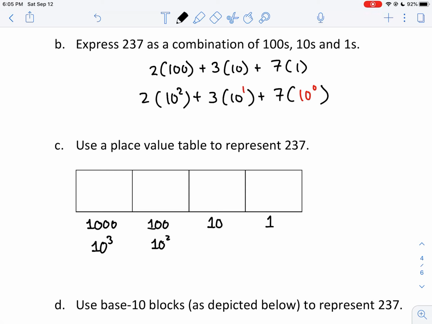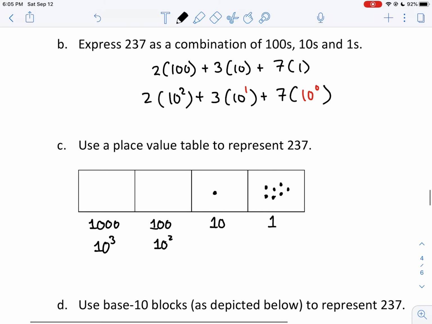And I'm going to use dots in the box. So this 7 ones, I'm going to put 7 dots in there. So there's your 7 ones. Now a dot in this box means you're counting tens. So the 30 would be, you put 3 dots in here, and that represents 3 tens. And in the next one you'd put 2 dots because there are 2 hundreds.